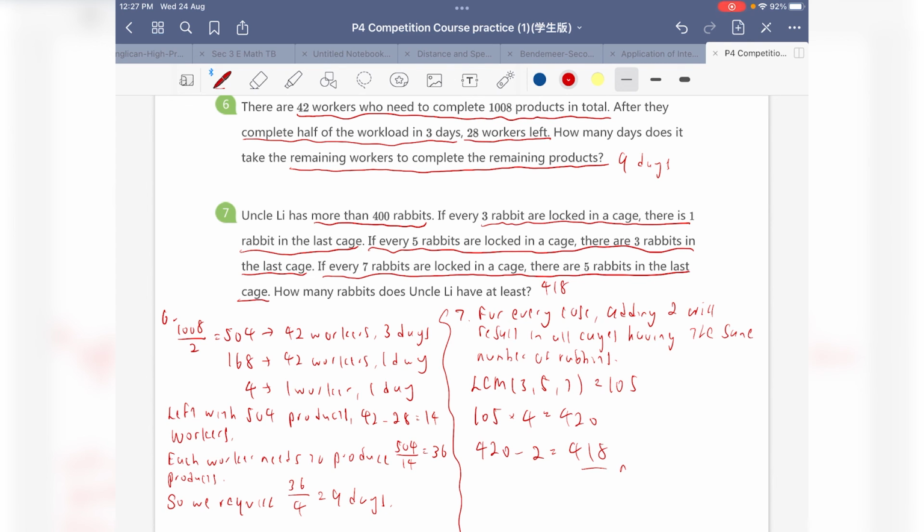So for this one, there might be more solutions, but what we are looking at is how many rabbits does Uncle Lee have at least. Alright, so hopefully everyone is able to understand this concept over here about remainders, factors, and prime factorization.